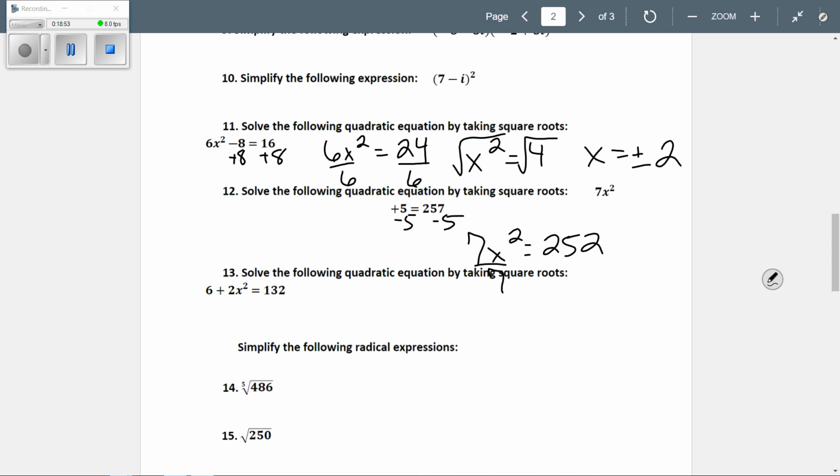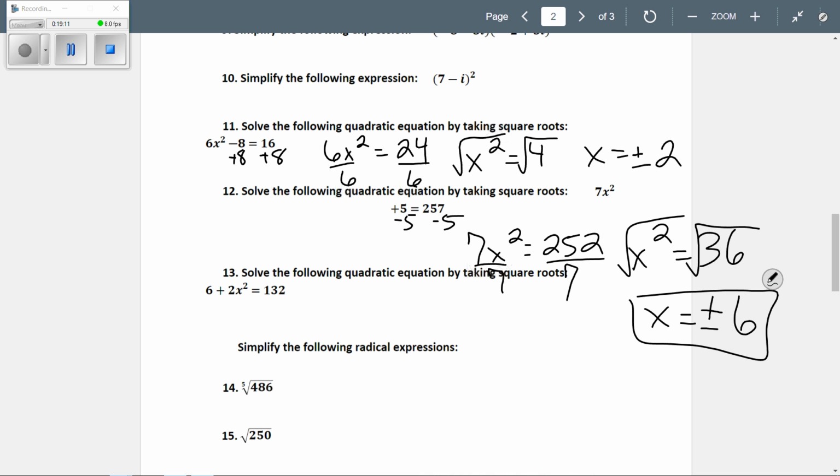Divide by 7. And we get x squared equals 36. Then we square root both sides, x equals plus or minus 6. And that's it. That's how you do it for those. All right.